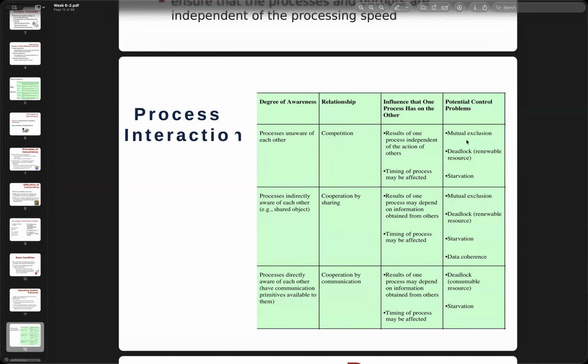Mutual exclusion, deadlock, because there are some reusable resources, or starvation, because they are waiting. This happens because they don't know each other.